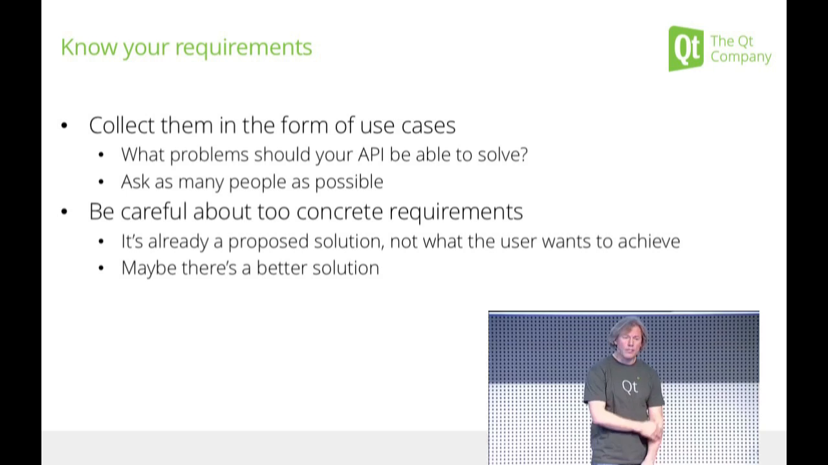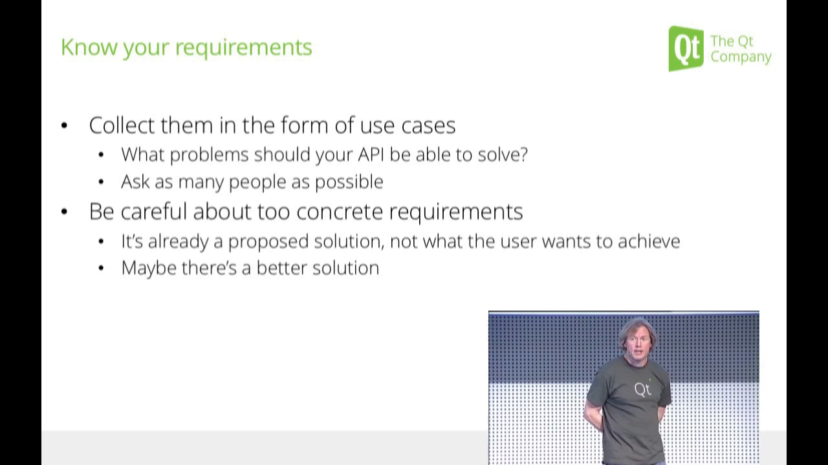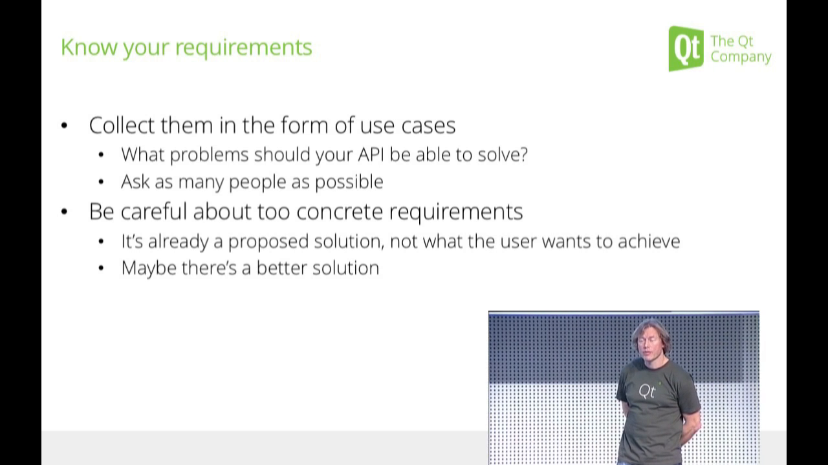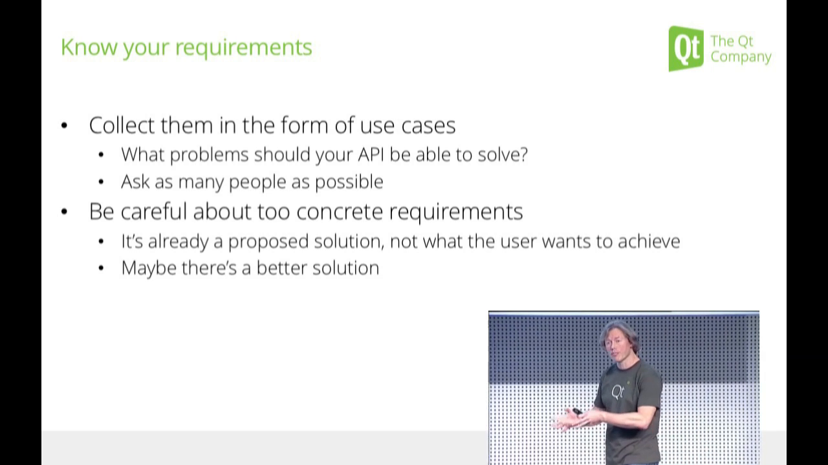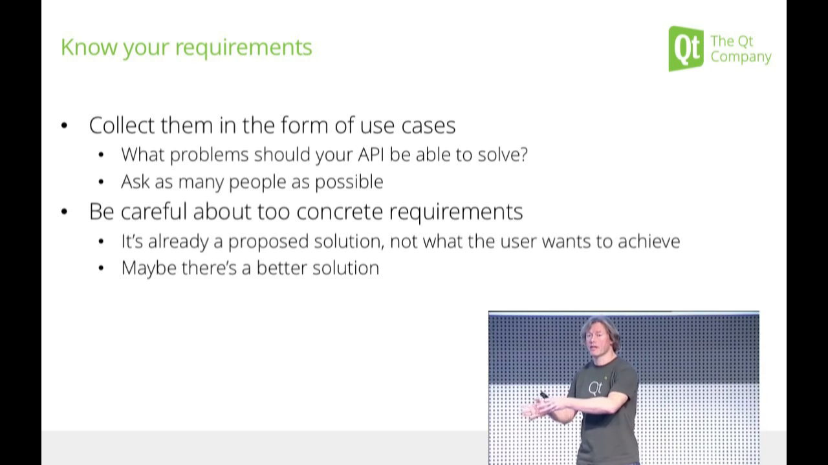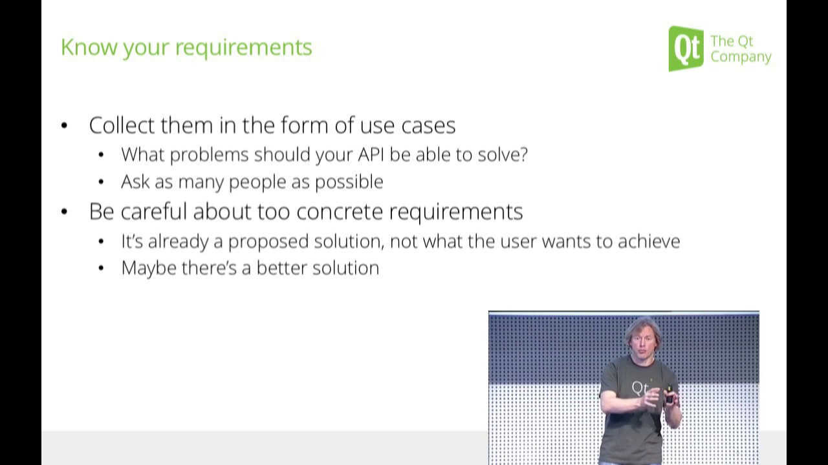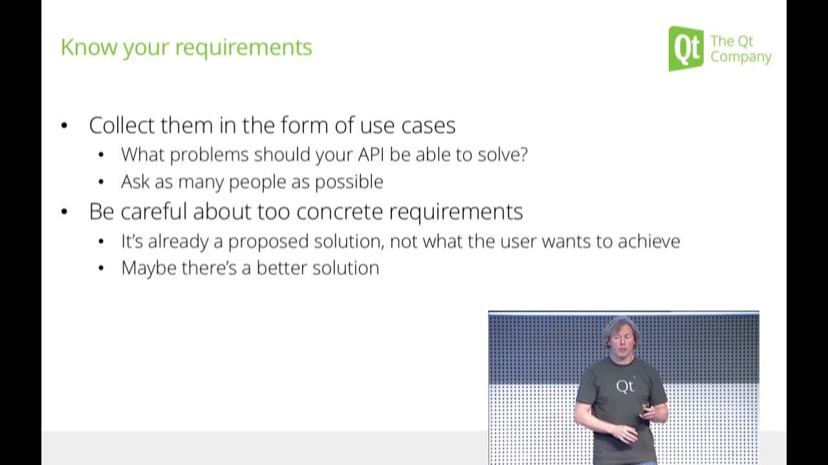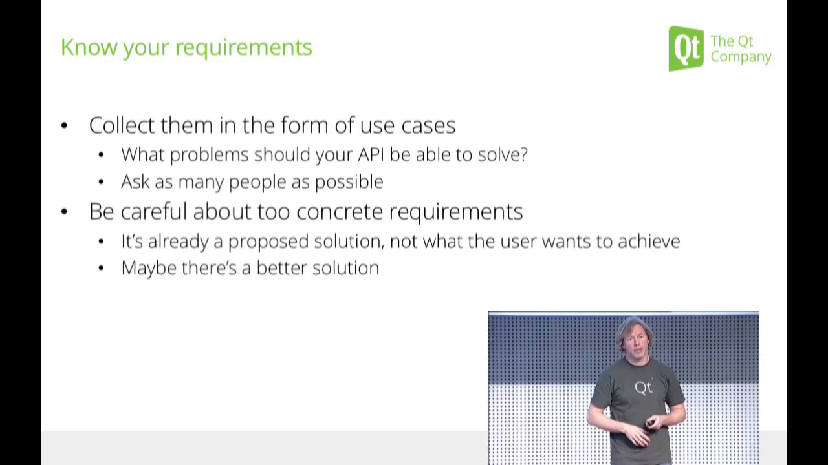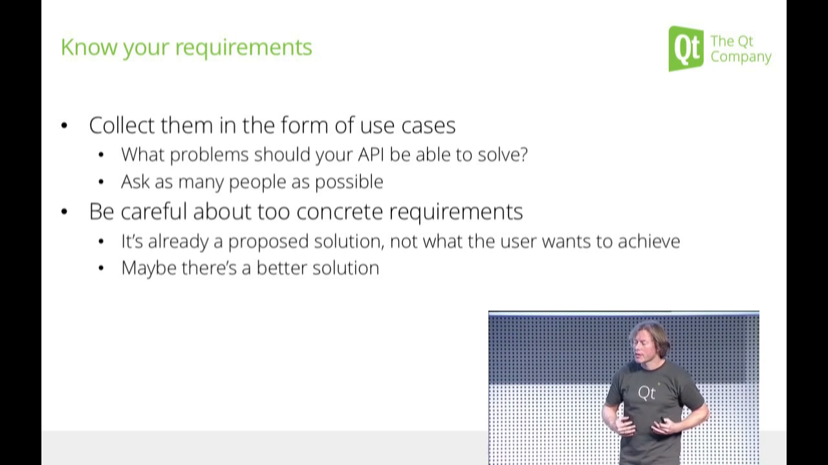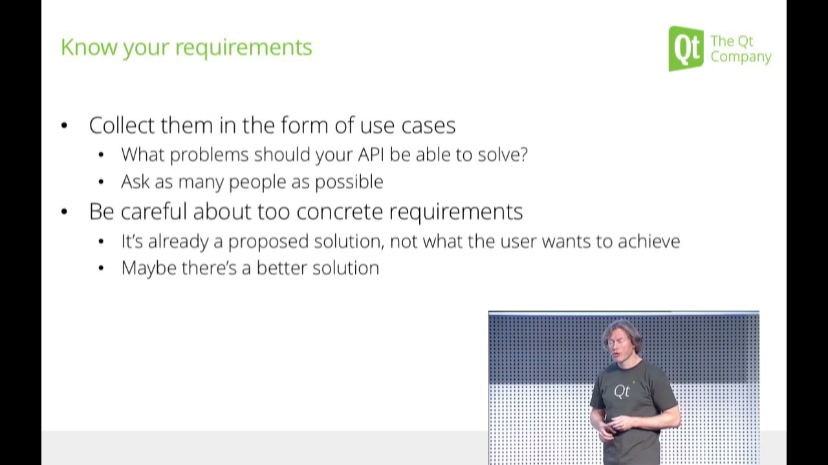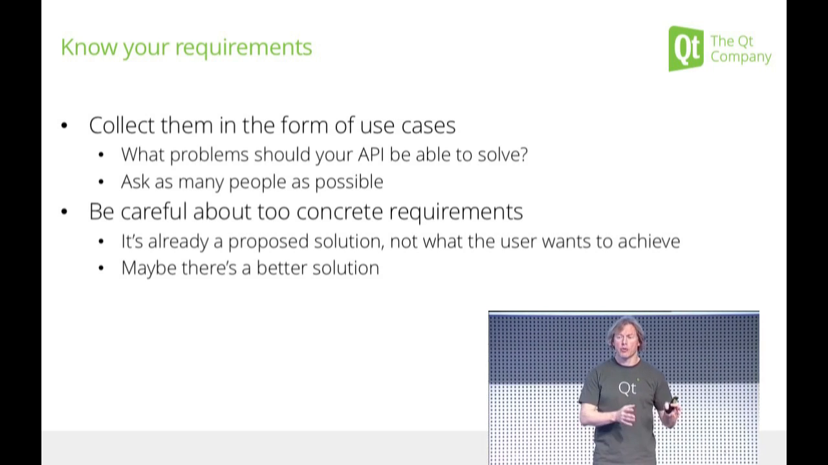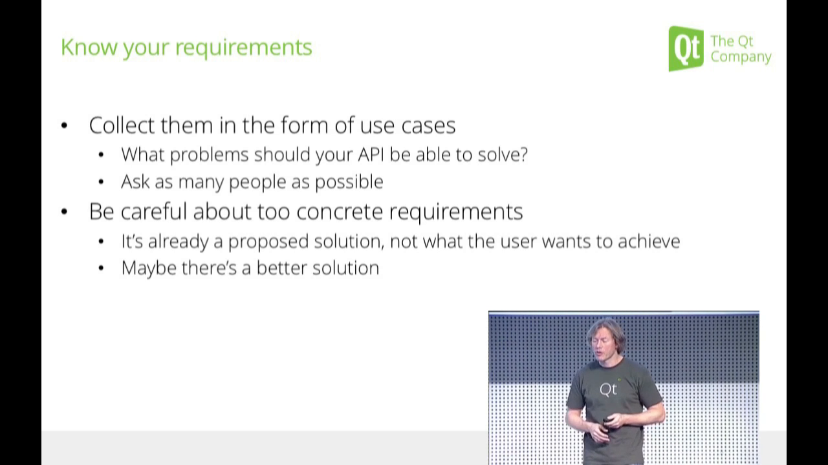But one thing you should be careful about is that often they come up with very concrete requirements. They already try to deliver the solution. So I need this method, or I need this class, and it should be doing exactly that. What they give you is an API specification. Try to get one step back from that and see what it is they actually want to achieve, because often it's not the same thing. And maybe when you look at the different use cases, you can come up with a better solution.